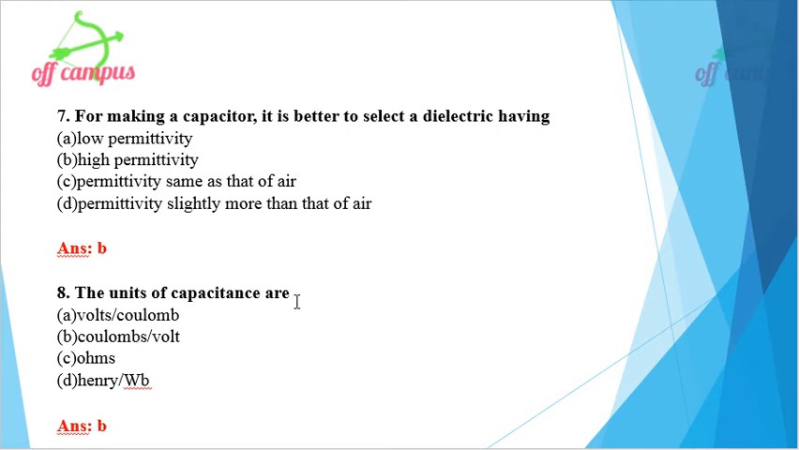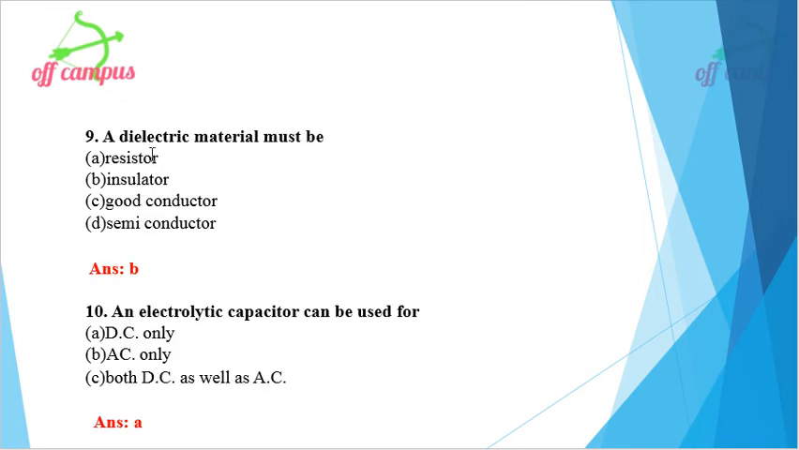So, what is the unit for charge? Unit for charge is coulomb. What is the unit for voltage? It is nothing but volt. So, C equal to coulombs per volt. Unit of capacitance equal to coulombs per volt. Option B is the right option for this problem. Then move on to next one.